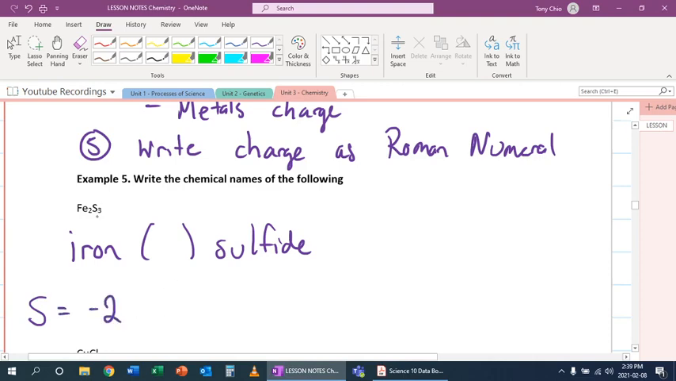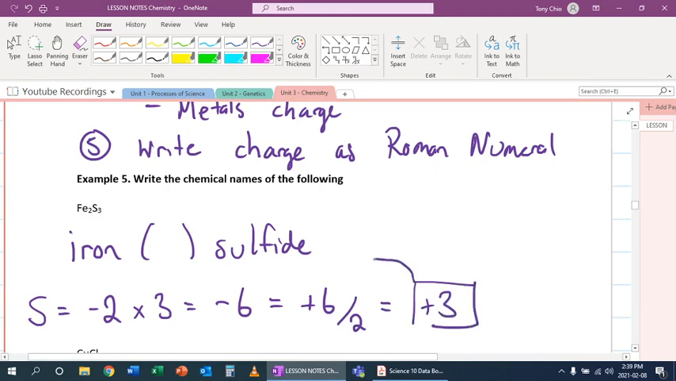How many sulfurs do I have? I have 3 of them. So I multiply this by 3. So our total negative charge is -6, which means our total positive must equal positive 6. How many irons do I have? I have 2 of them, so I take this and divide it by 2. It equals positive 3. This right here is our iron's charge, which means it becomes iron 3 sulfide.